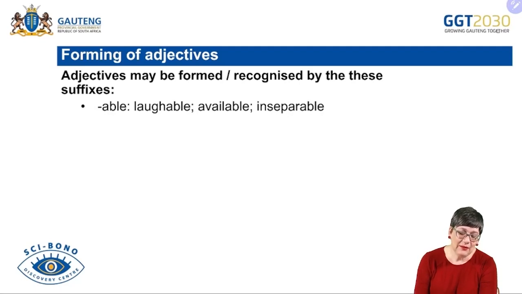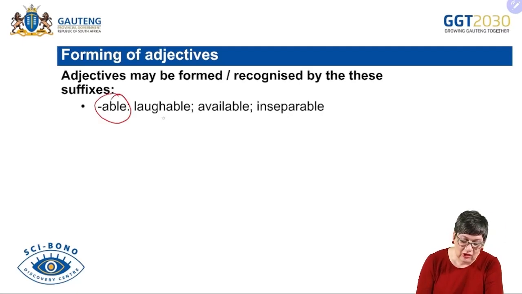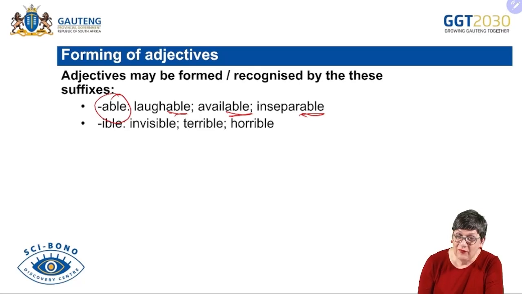Now, some of our adjectives are formed with able at the end, like laughable, available, inseparable. Can you see them? So, if you are struggling to identify them, you can look for this. It might be one of the ways to identify an adjective. Let's look at the next one. Here we've got ible: invisible, terrible, horrible. We even have full: wonderful, merciful, fearful.